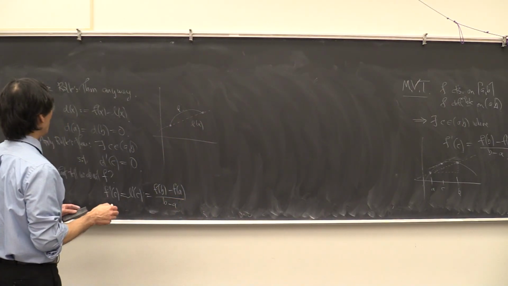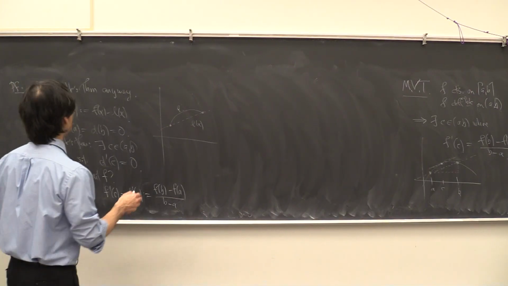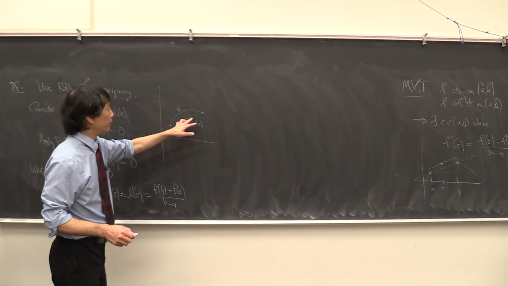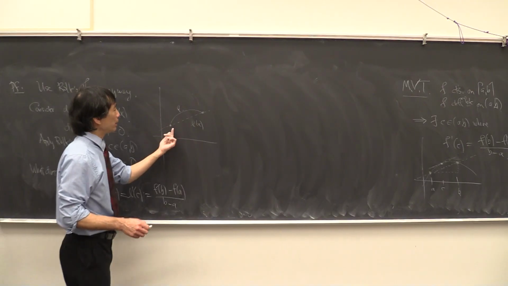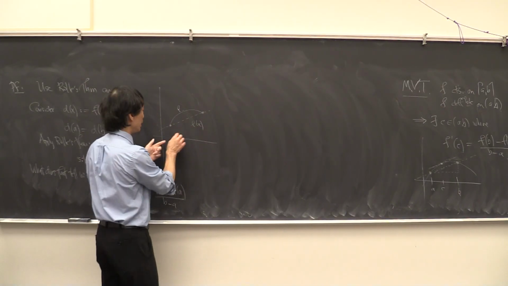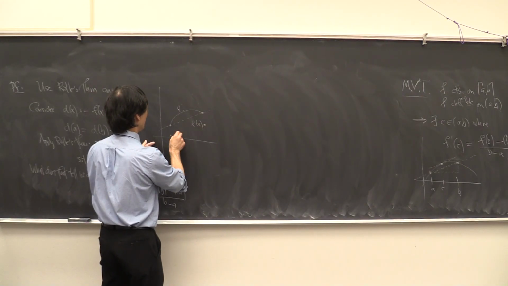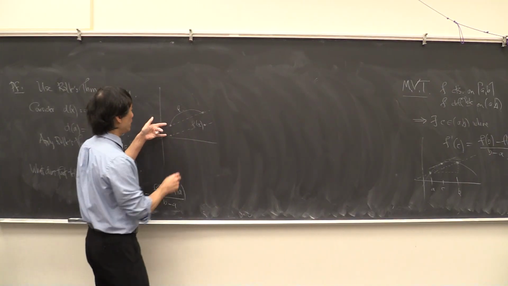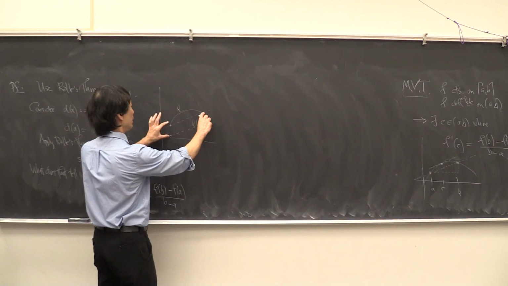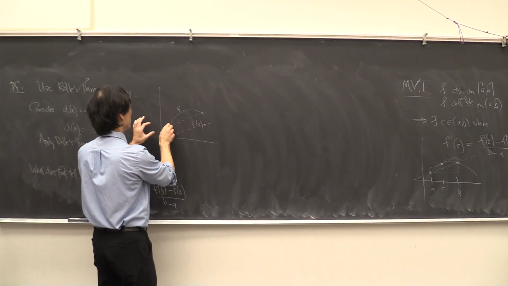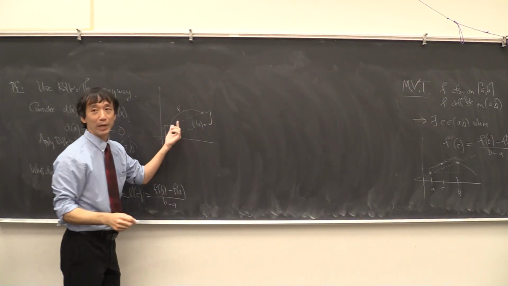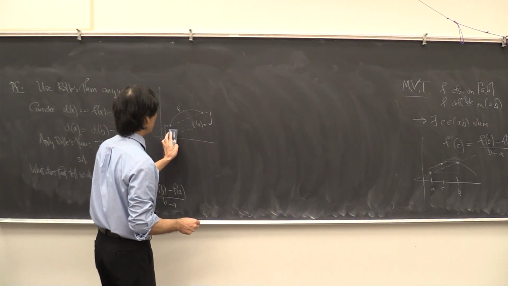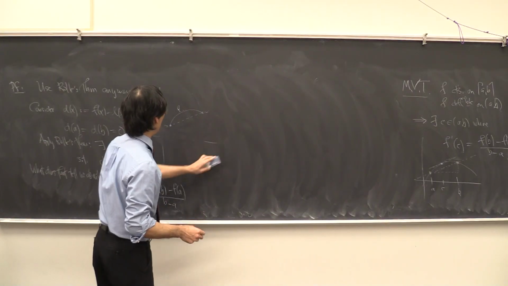Now notice something. All I needed here was to create a function, I didn't have to use this L. I could have used, for example, L shifted by some constant or something like that, right? Because as long as the difference has equal values at the endpoints, then I can still apply Rolle's theorem, right?